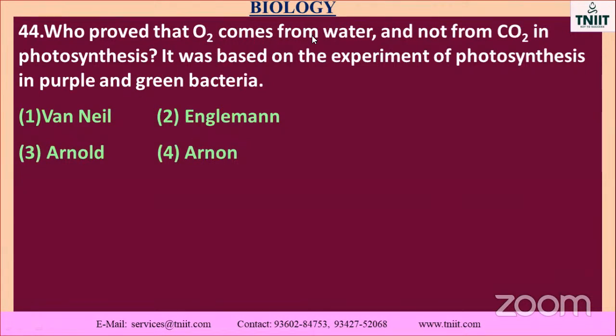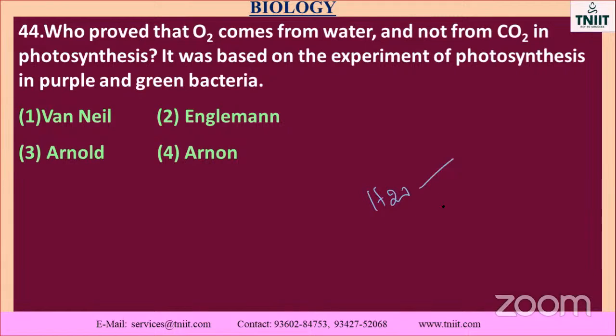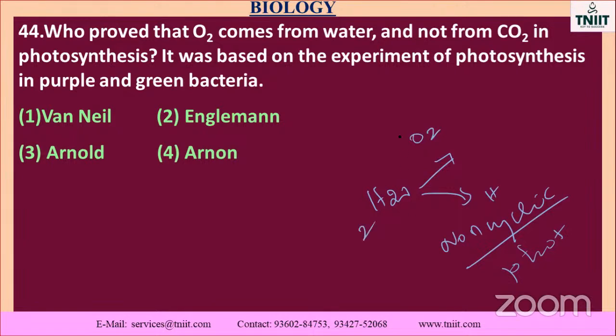Who proved that O2 comes from water and not from CO2 in photosynthesis? During photosynthesis, oxygen is released during the photolysis of water. You know the photolysis of water also takes place during non-cyclic photophosphorylation. Already we discussed non-cyclic photophosphorylation. During this time, the water molecules split into oxygen as well as hydrogen. 2H2O gives O2, 4H plus, and 4 electrons are also released. These are accepted by photosystem 2, the first one, and excited. You already know that well.